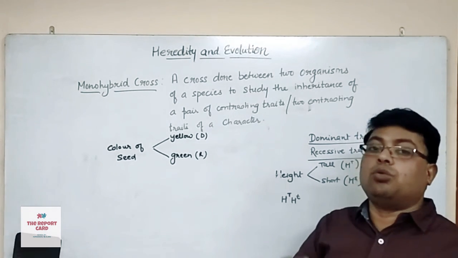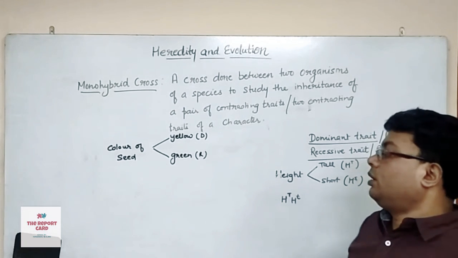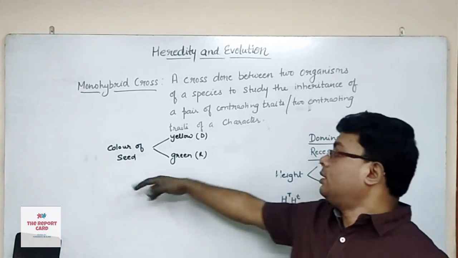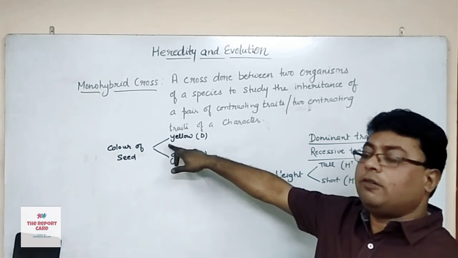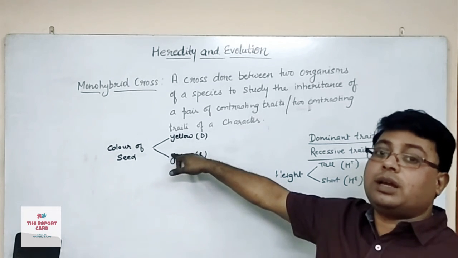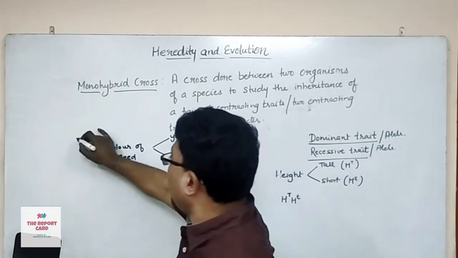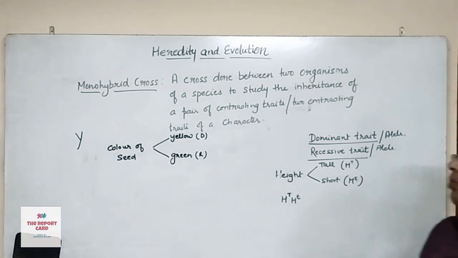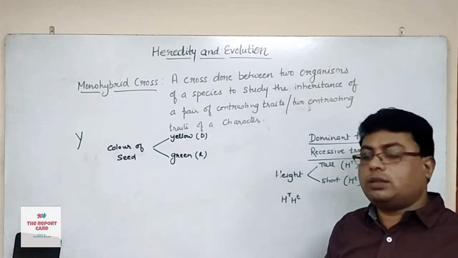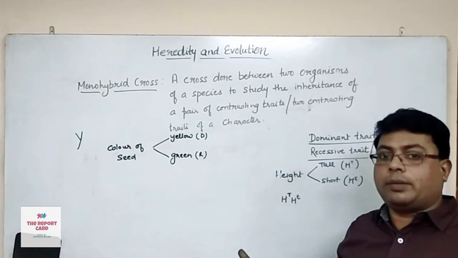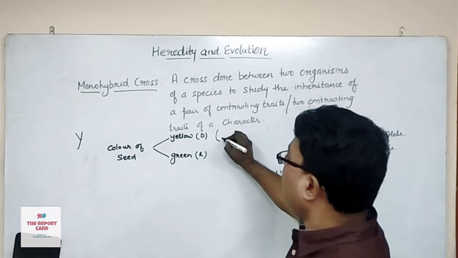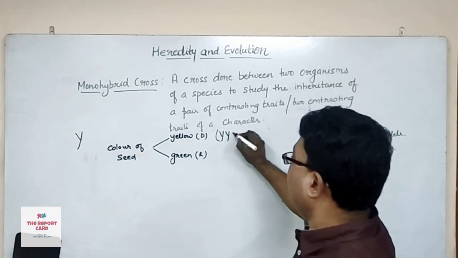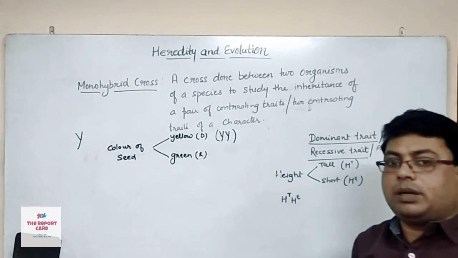Right. Now, what will be the first step? Which letter are we going to use? Which alphabet to depict the gene or the allele for this character? We are going to take the first letter of the dominant trait. What is it? Yellow, right? So we are going to use Y to depict the alleles or the genotype. To show the dominant trait, we are going to use capital Y.